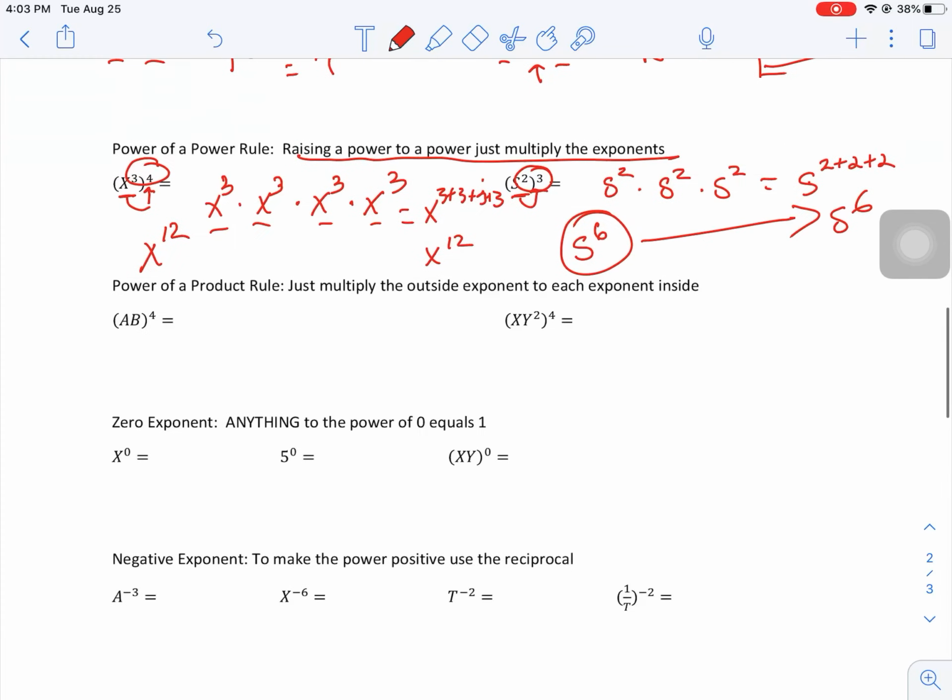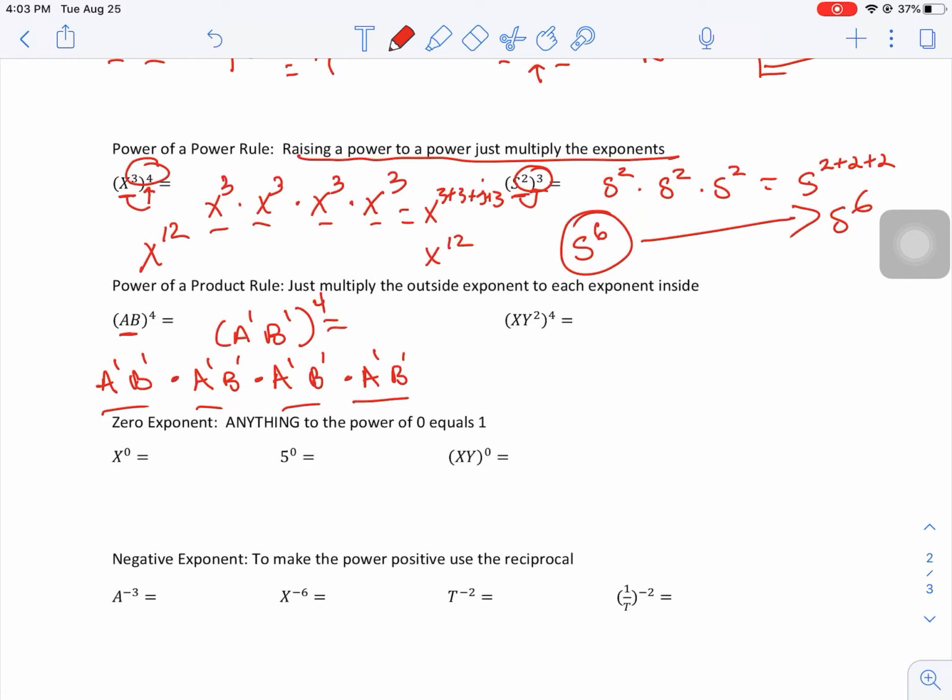Okay? Power of a product rule. Just multiply the exponents to each other on the inside. So I have a times b. So this is being multiplied on the inside. So what this really means is a to the first times b to the first raised to the fourth. And what does that mean? That means a to the first, b to the first, times a to the first, b to the first, times a to the first, b to the first, times a to the first, b to the first. Why? Because there's 4 of them, because you're raising it to the 4th power.